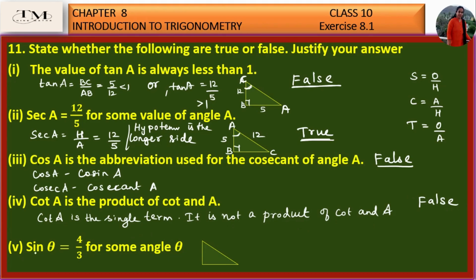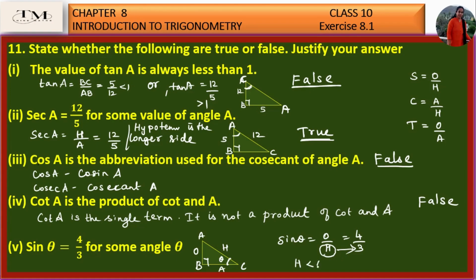Now the fifth one: sine theta is equal to 4 by 3 for some angle theta. So this is a right angle triangle, and some theta is given. Opposite to this is AB, and this is adjacent and hypotenuse. So what is the sine relation? Opposite by hypotenuse. What is given? It is 4 by 3. It means the hypotenuse side is 3.